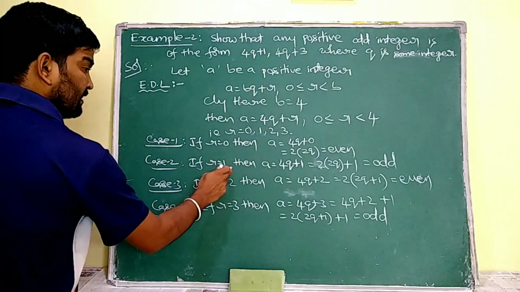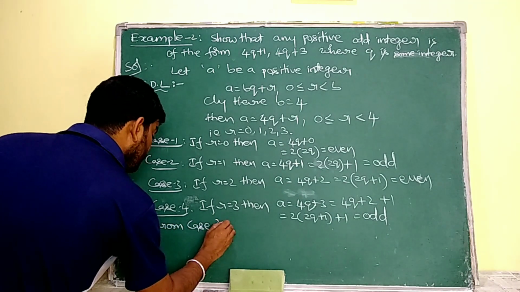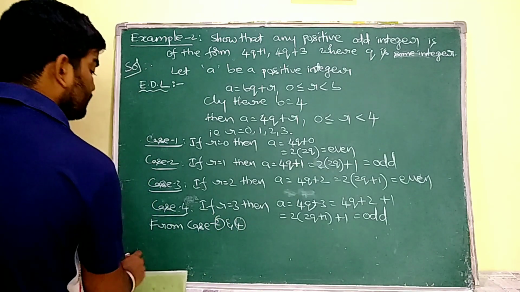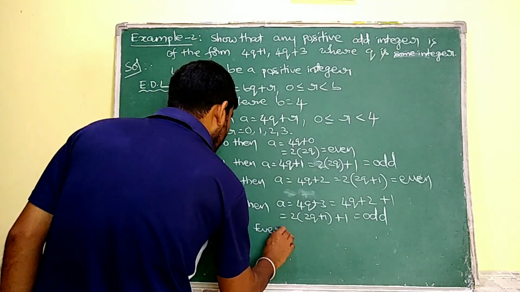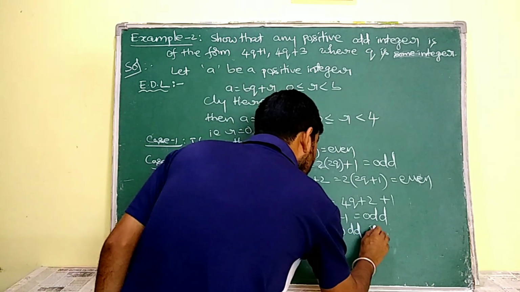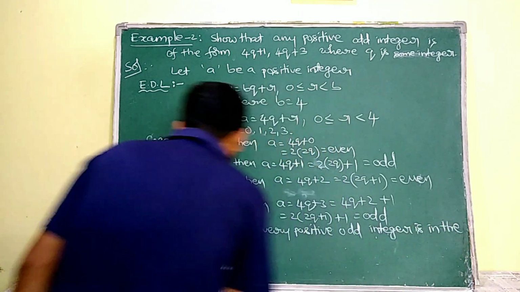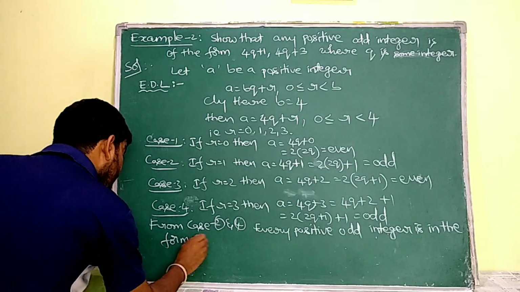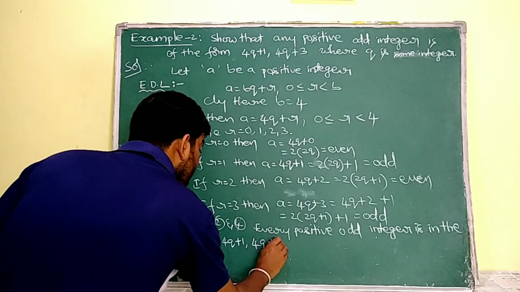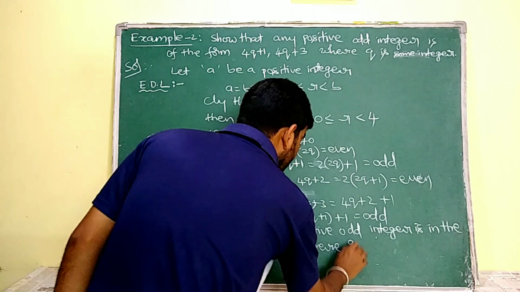Okay, so see, from case 2 and 4, every positive odd integer is in the form of 4q plus 1, 4q plus 3, where q is some integer.